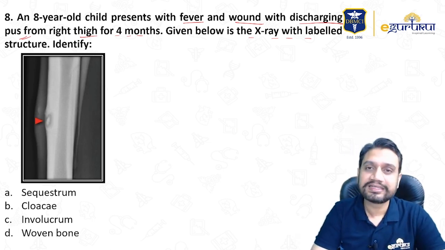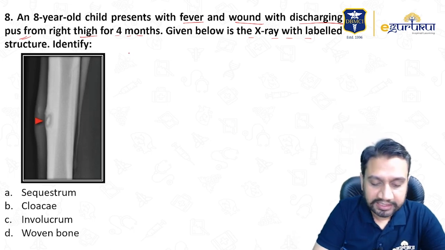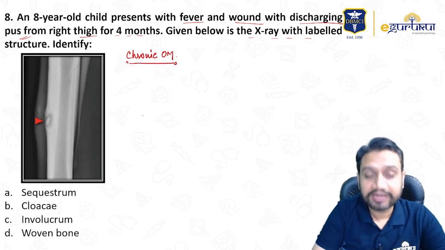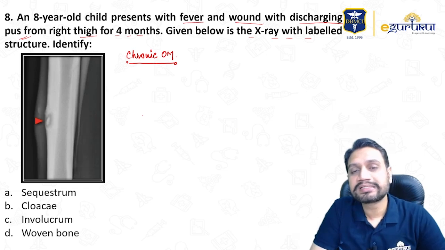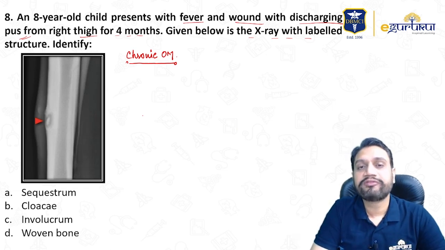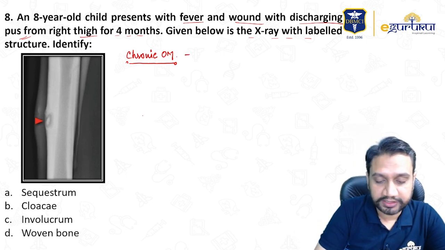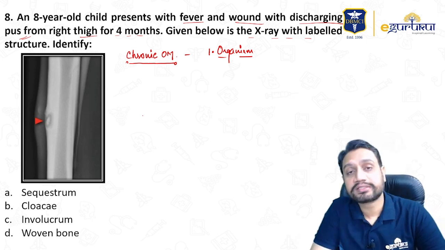So what are they trying to label? When they say there is a pus discharge, it simply means that now it is a sinus, and sinus we know is a part of chronic osteomyelitis. From the topic of chronic osteomyelitis, I want you to remember the commonest organism for the different kinds of osteomyelitis. One, the organisms. Most common overall will be Staph aureus.